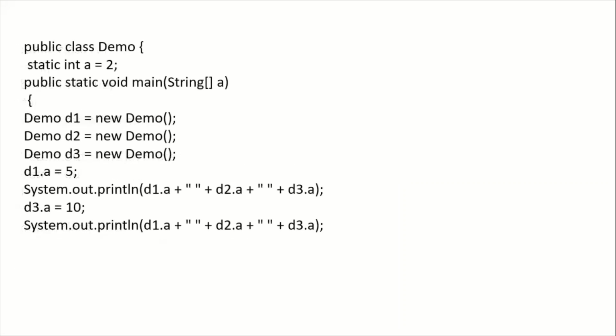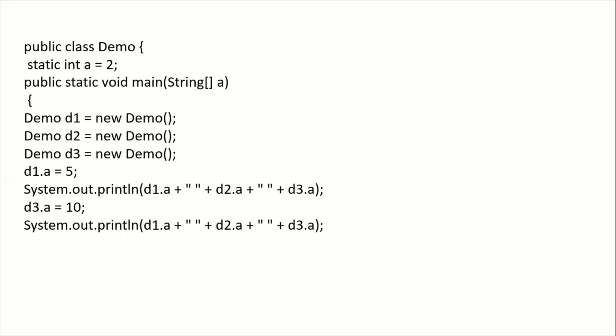The last pseudocode. This is a static variable. We have the main method. From the main method, we are creating 3 objects, and we are accessing the variable a using the d1 object. The point that we need to understand from this code is that all the static variables share the same memory across all the objects. If you change the value of a static variable using one object, the same value will also be reflected on all the other objects.